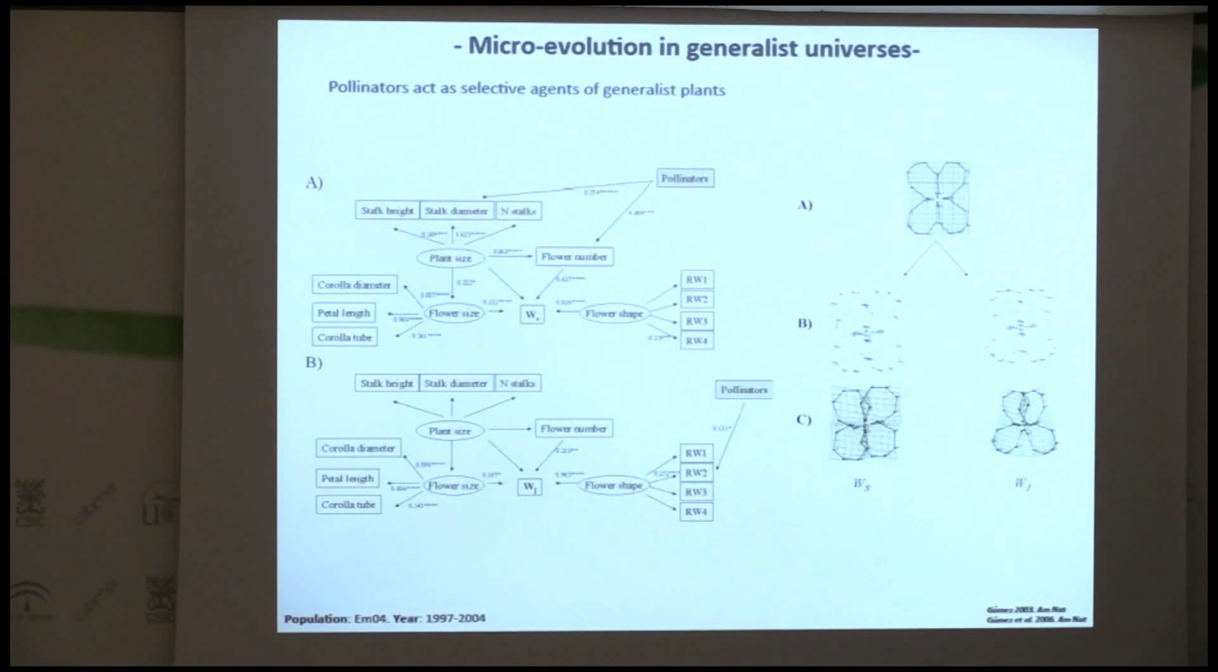We have here the different types of traits: floral number, plant size, flower size related with the corolla diameter, different types of phenotypic traits. And these are the pollinators affecting some of those traits. You can see that there are significant effects of some traits on fitness at the level of seed production and even at the level of juvenile production. This is, for example, the corolla shape that is selected by the pollinator in this population. That is, pollinators, even in generalist systems, may act as selective agents.